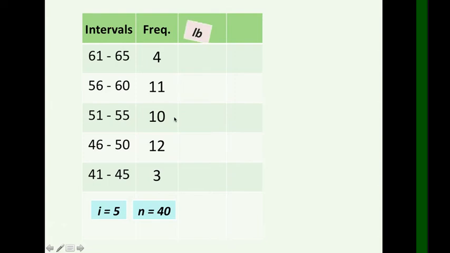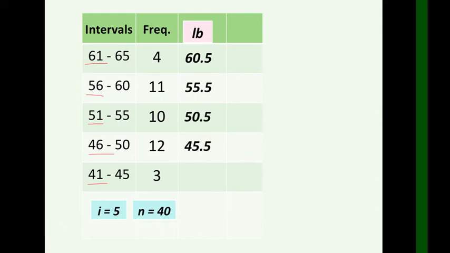Next thing to do is to get the lower boundary. For the lower boundary, we just need to subtract 0.5 from the lower number in the interval. So we have 61, 56, 51, 46, and 41 to be subtracted by 0.5. 61 minus 0.5 is 60.5. 56 minus 0.5 is 55.5. 51 minus 0.5 is 50.5. 46, we have 45.5, and 41, we have 40.5.